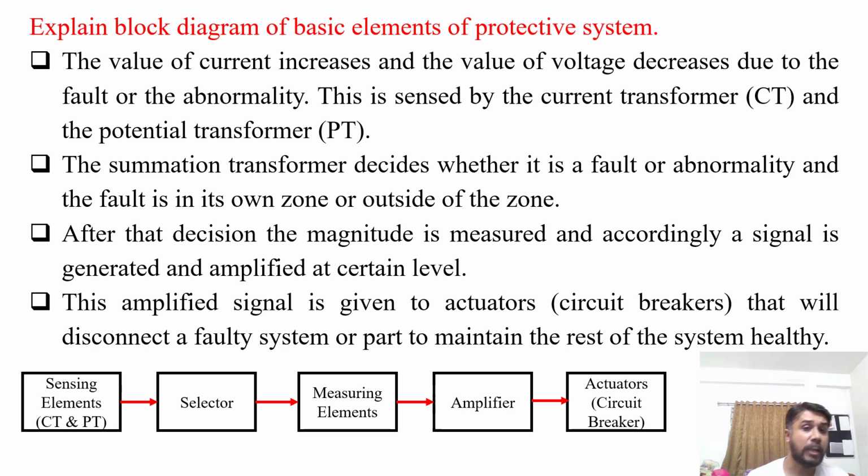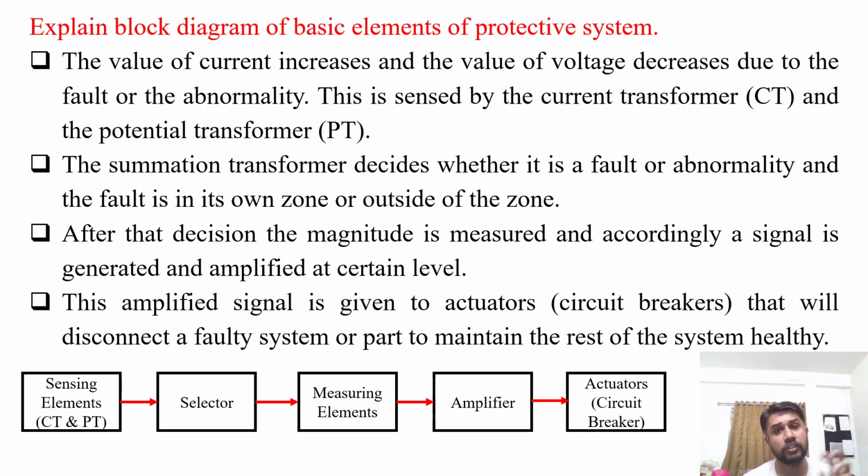Now the sensing elements: CT and PT. The name itself suggests they are sensing elements. One is the current transformer, one is the potential transformer. The current transformer senses the abnormality of the current, whether the magnitude is high, that is, increases, or decreases, meaning lower than the set value. This happens when the circuit is open, the current is below the set value, ideally 0, and for high current, when there is a short circuit, the current magnitude increases abruptly.